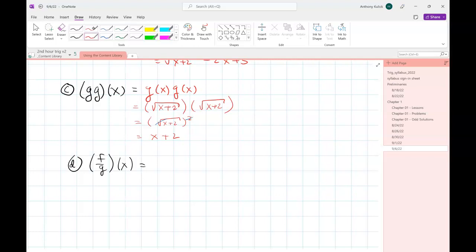Everybody so far so good? No biggie so far, right? Just a little bit of algebra. If I have f divided by g of x, again, using our definition above, we can rewrite that as f of x divided by g of x. And we can plug those values in.